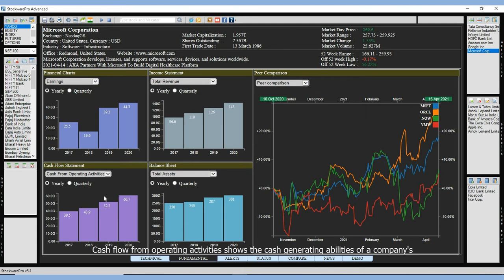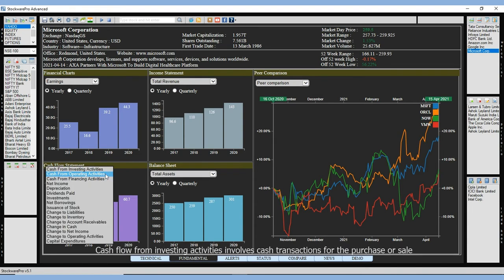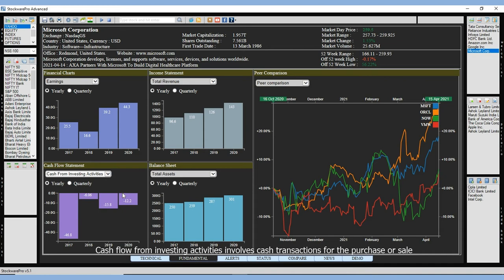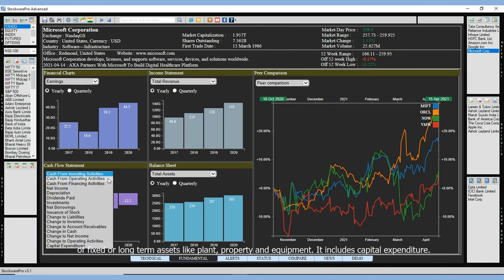Cash flow from operating activities shows the cash generating abilities of a company's core business activities. Increasing cash flow from operating activities is a good indicator of the profitability potential of this company. Cash flow from investing activities involves cash transactions for the purchase or sale of fixed or long-term assets like plant, property, and equipment. Capital expenditure is included in this.